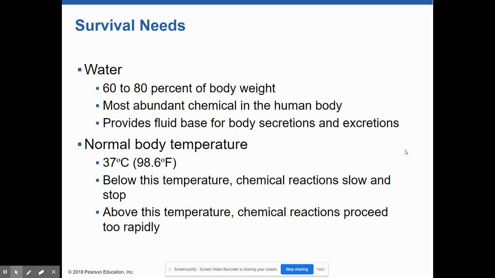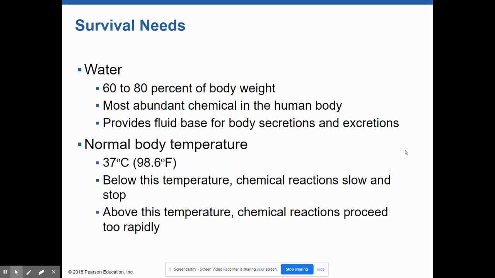Water is necessary. It makes up 60 to 80% of your body weight, so that's why it's so important to make sure you stay hydrated. It's the most abundant chemical in the human body, and it provides the fluid base for body secretions and excretions. Essentially, if you don't get enough water, your body can't work effectively.